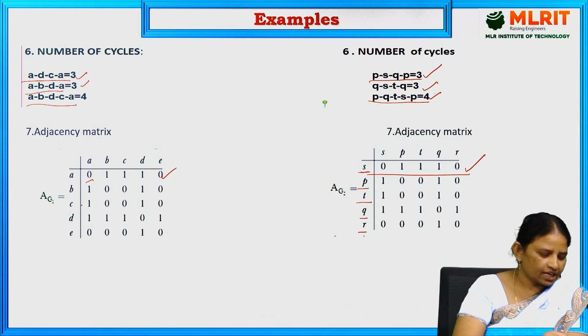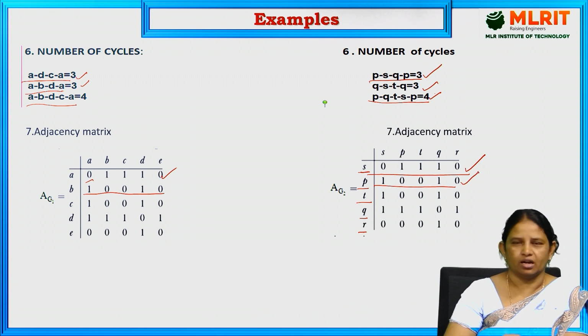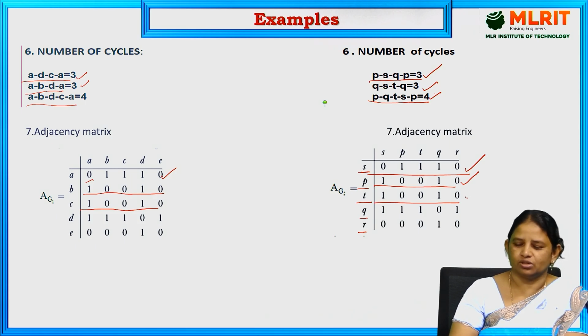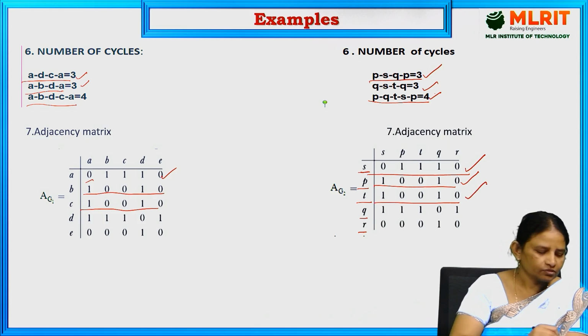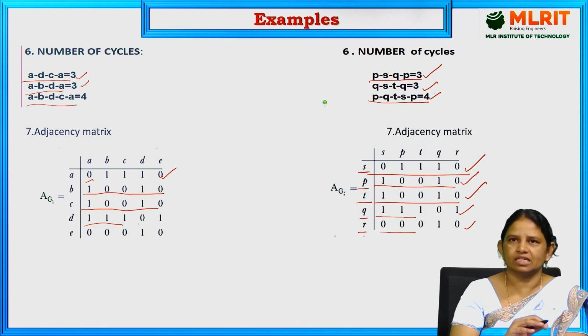Next, second row 1, 0, 0, 1, 0. If edge is present, then we can write it as 1. Otherwise, we can write it as 0. 1, 0, 0, 1, 0. Second row is also equal. Third row 1, 0, 0, 1, 0. Here also 1, 0, 0, 1, 0. Third row is also equal. Fourth row 1, 1, 0, 1. Here also 1, 1, 0, 1. 0, 0, 1, 0, 0, 0, 1, 0. That means we observe every row in the adjacency matrix consists of same values.